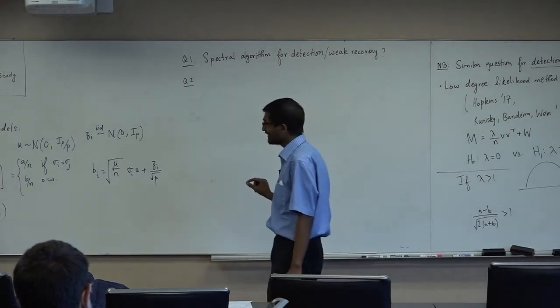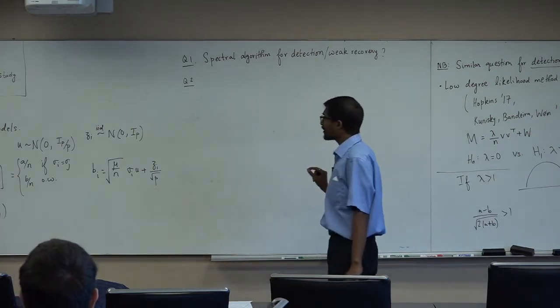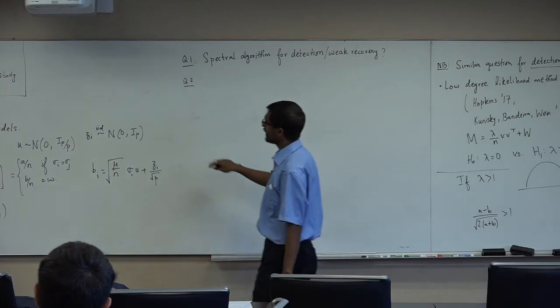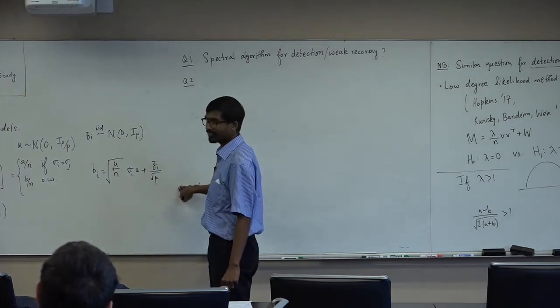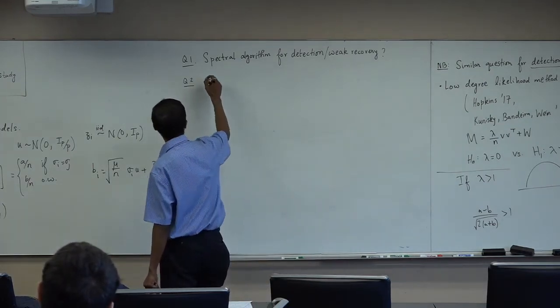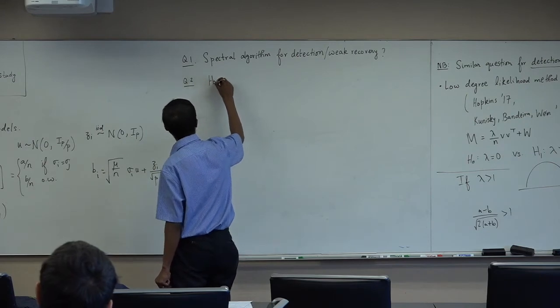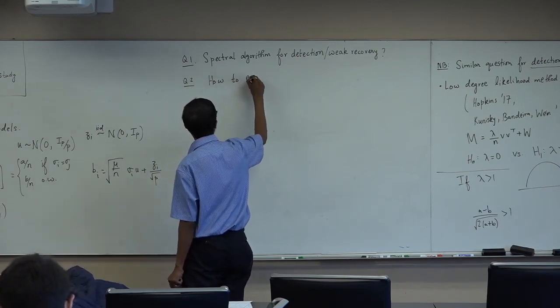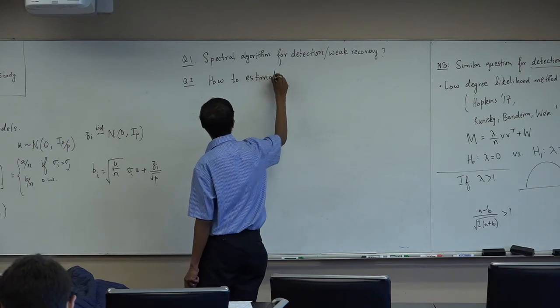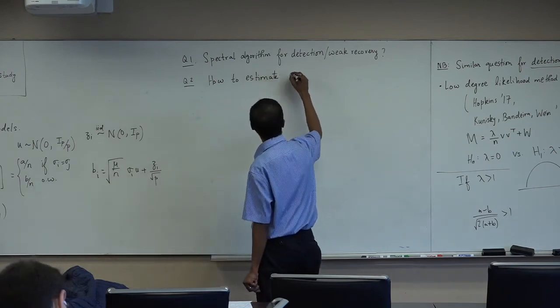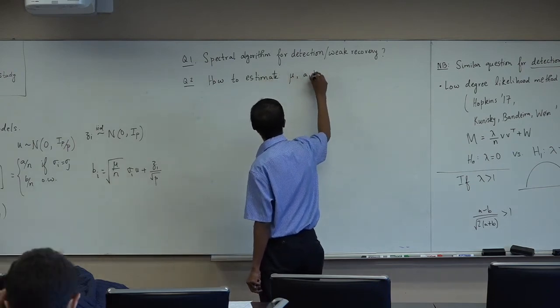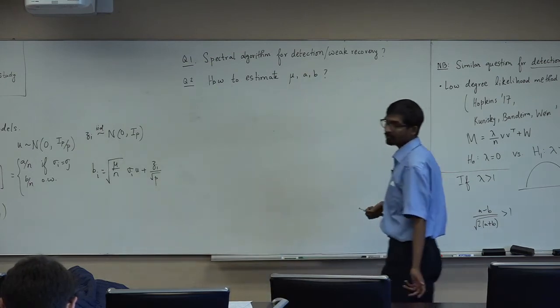What I don't know, and I'm not quite sure how to go about it, is what happens in this problem. How to estimate mu, A, and B if I don't know them, right?